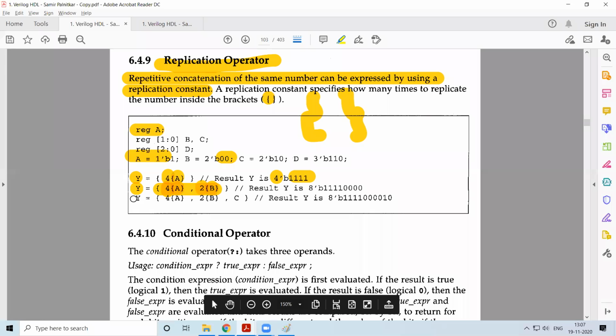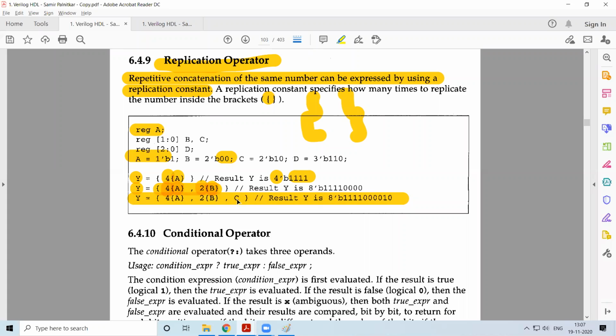Similarly, we can perform it in this form. If you are not specifying anything, it is repeated only one time. So this is your replication operator.